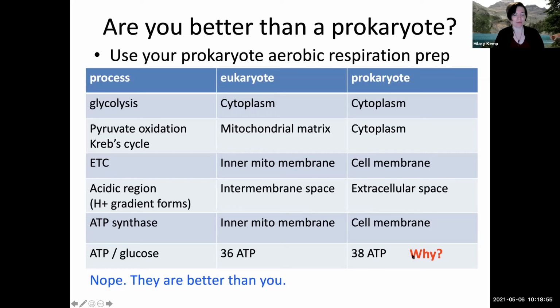Okay, so now raise your hand if you have an answer to this. Why is it that prokaryotes make more ATP than you do? Amber. Uh-oh, you're muted. Sorry, because it costs 2 ATP to transport the pyruvate through the mitochondrial membranes. Correct. Exactly. And since we don't have to do that in a prokaryotic cell, we get a little bit more ATP.